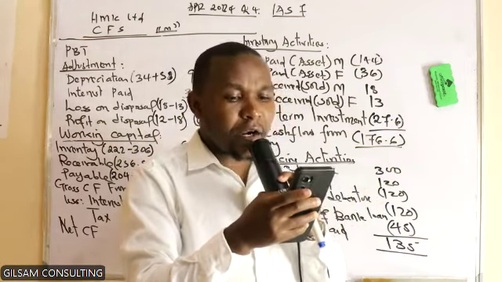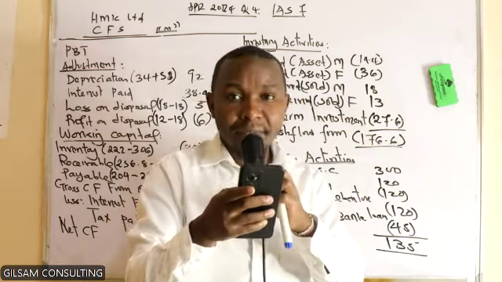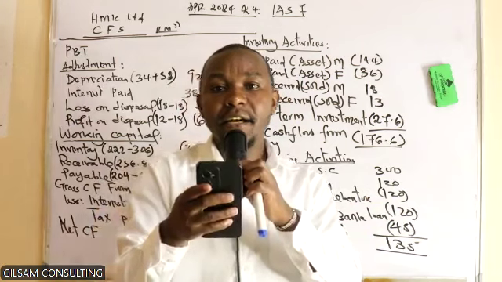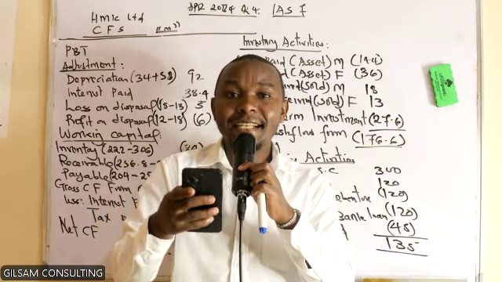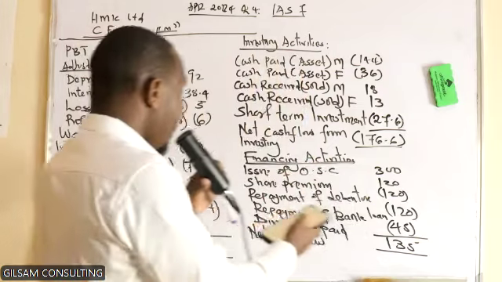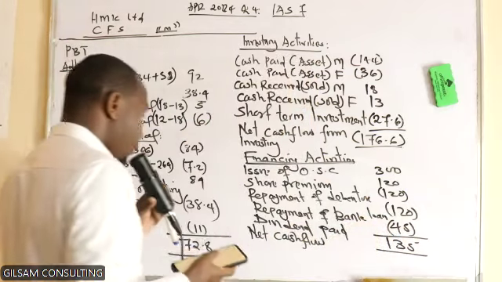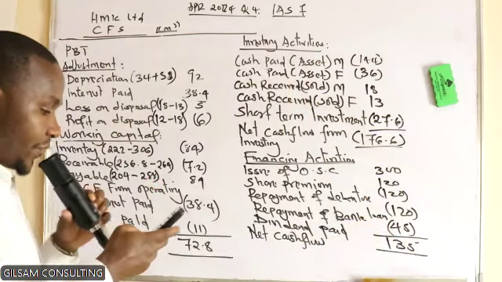We have bank loan. In 2022, we had 120 million. The current year, we have zero. What does that mean? We paid that full amount. So that's why we have the repayment of loan of 120 million. And then what about the dividend?